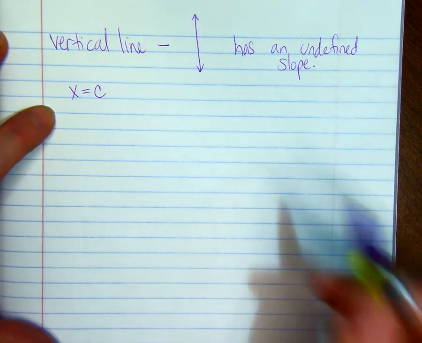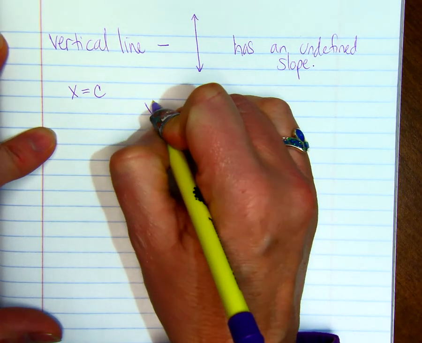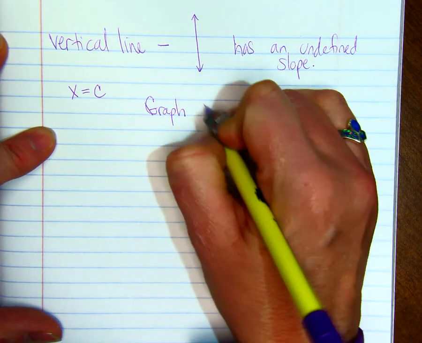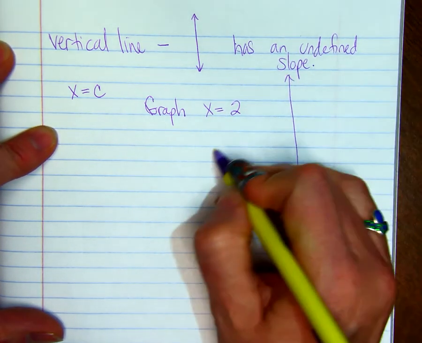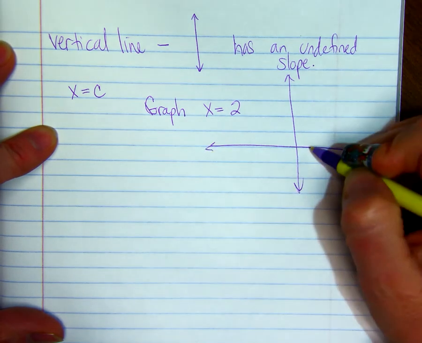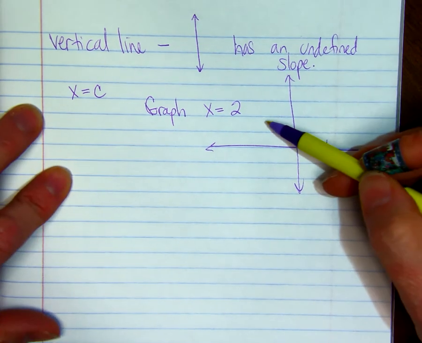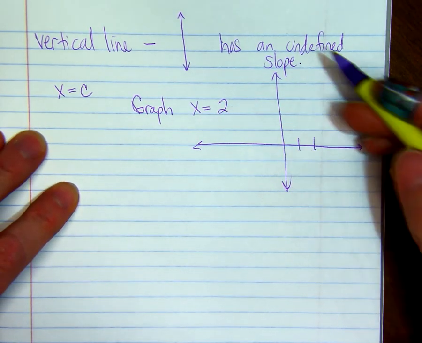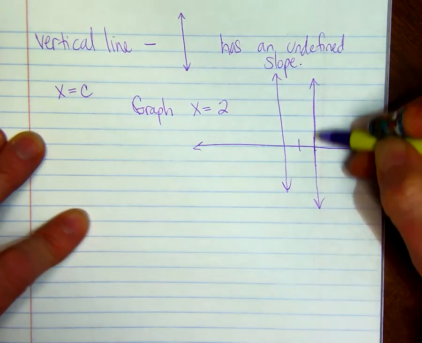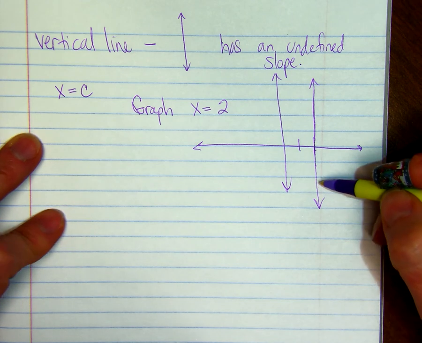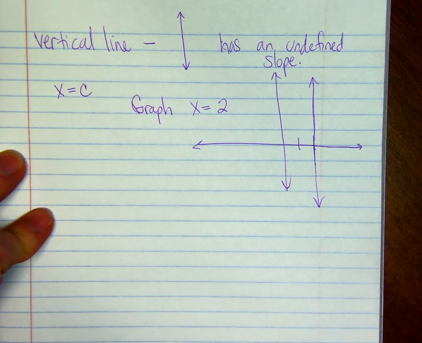x equals c. So if you're asked to graph, here's an example, x equals 2, you're going to come over to where x equals 2, and you're going to draw a vertical line. So you don't see a y, you just see an x, so you know that's a vertical line. And that's the graph of x equals 2. And that's the end of the lesson.